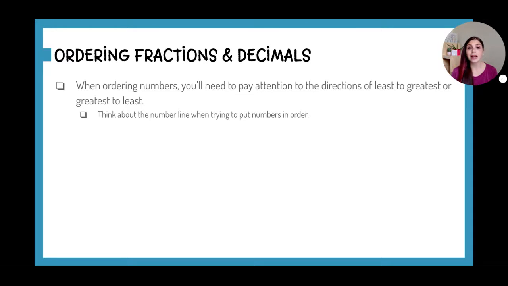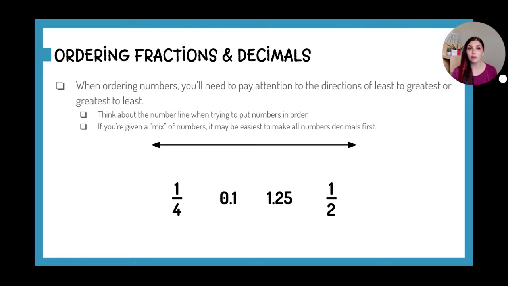So let's take a look at a number line, because those can be helpful in helping us order our fractions and decimals. So here I have a mixed set. I have some fractions and I have some decimals. I find it easiest, when you know their decimal equivalents, to just change all your numbers into decimals because they're easiest to compare that way. So I can change these fractions 1/4 and 1/2 to their decimal equivalents. I know that 1/4 as a decimal is 0.25, and I know that 1/2 as a decimal is 0.5.